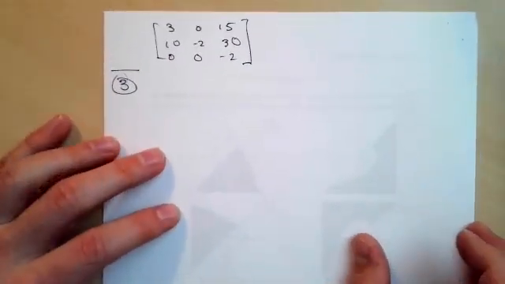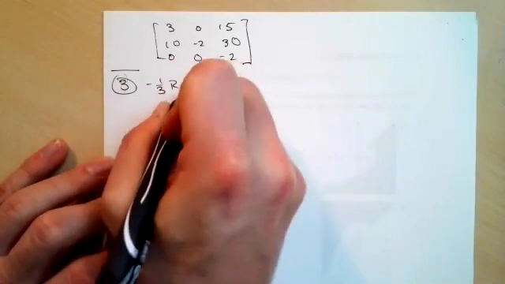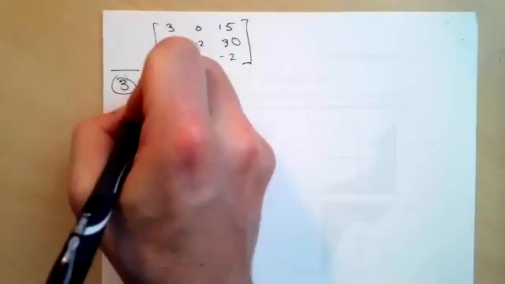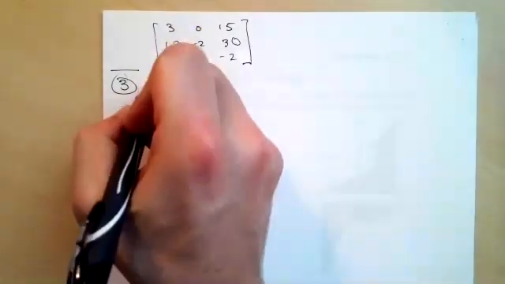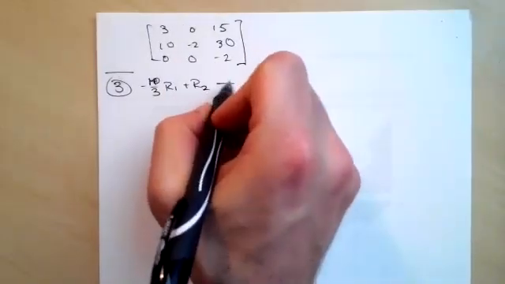And so now with our resulting matrix, 3, 0, 15, 10, negative 2, 30, and 0, 0, negative 2, our step 3, what do we want to do? We want to do 1/3, negative 1/3, row 1, add it to row 2. I guess not 1/3, 3 1/3. What do we want? 10/3? Yeah. Negative 10/3, row 1, plus row 2. And then we are going to add that to row 2.